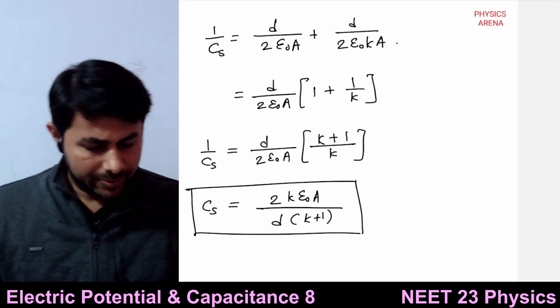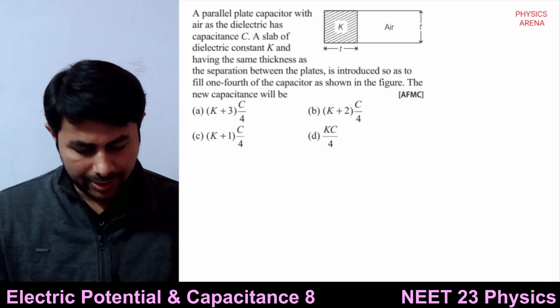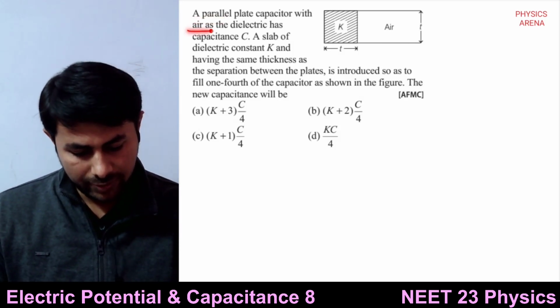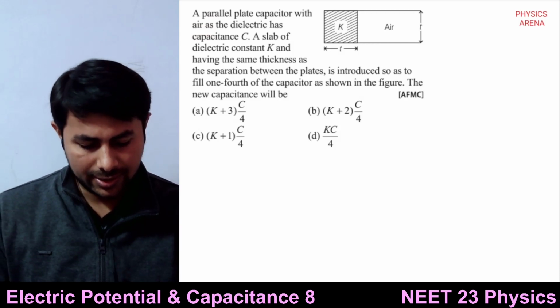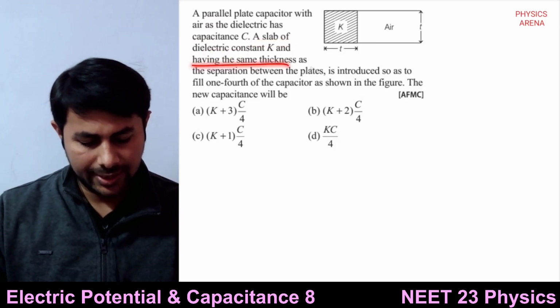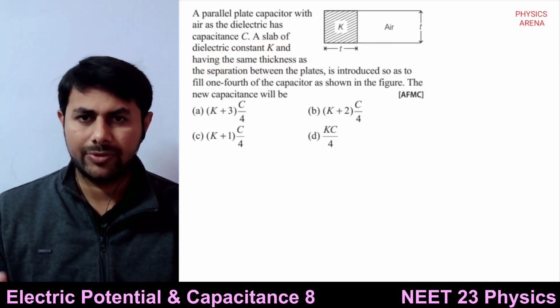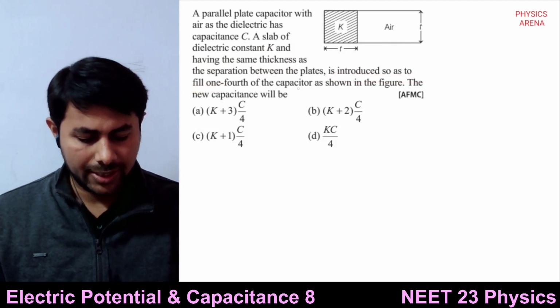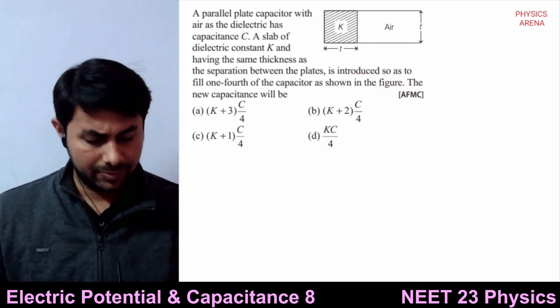Anyways, so let us see the next question. A parallel plate capacitor with air as the dielectric has capacitance C. A slab of dielectric constant K and having the same thickness as the separation between plates is introduced so as to fill 1/4 of the capacitor as shown in the figure.